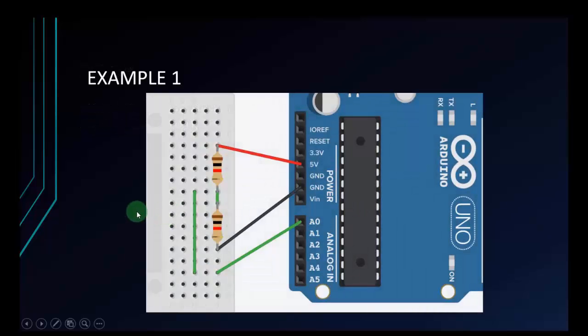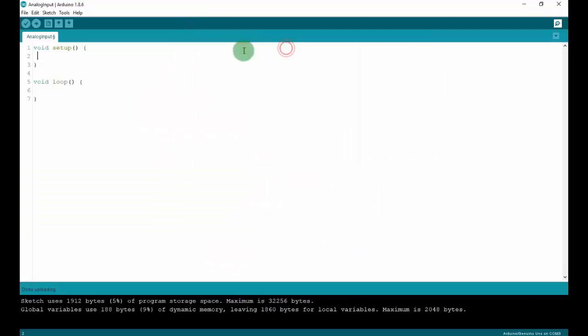Okay, this is a diagram. We have a 1000 ohm and 1000 ohm resistor right here. I will connect 5 volts to the above resistor and GND to the below resistor, and between them I will take the signal to the A0 pin. Okay, before connecting, I will code it.